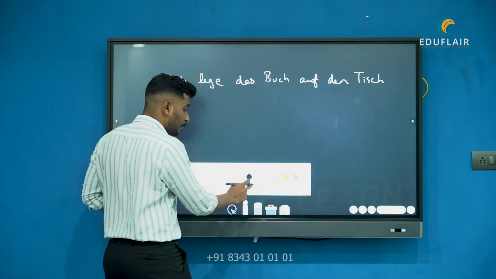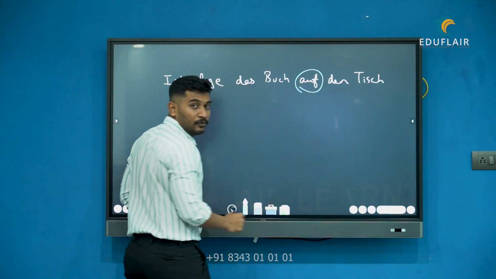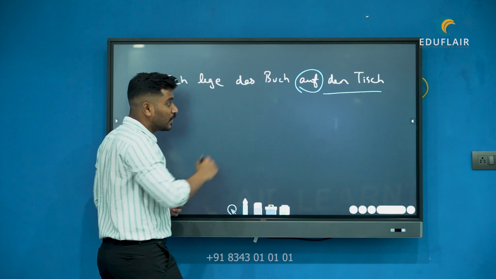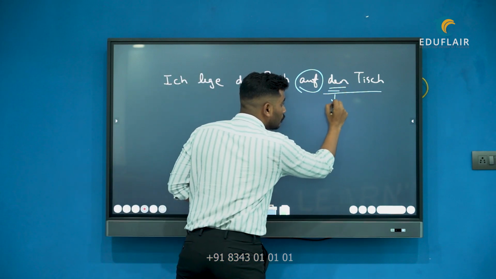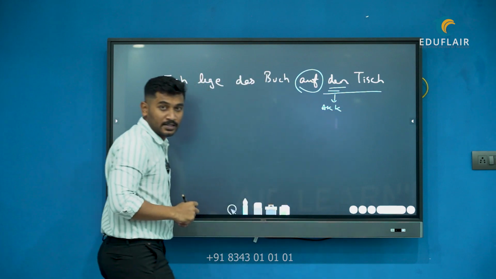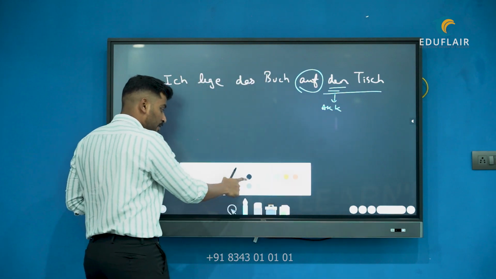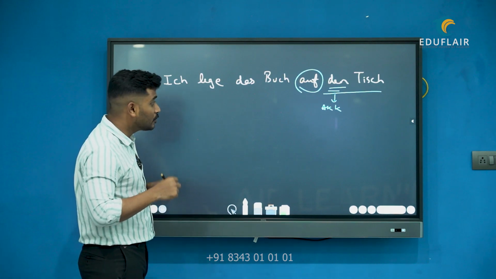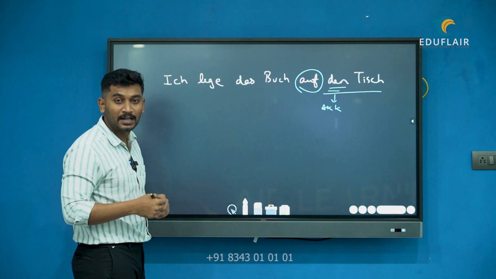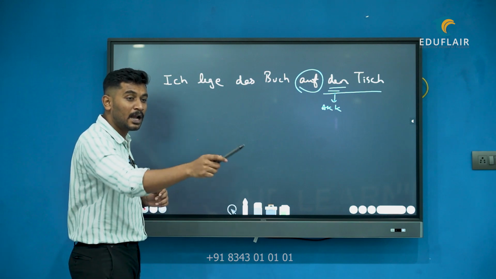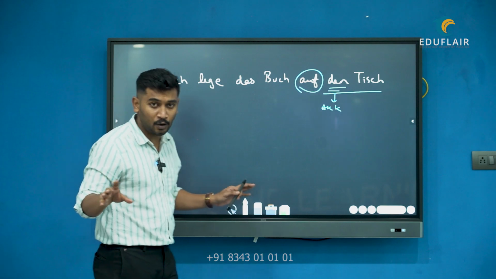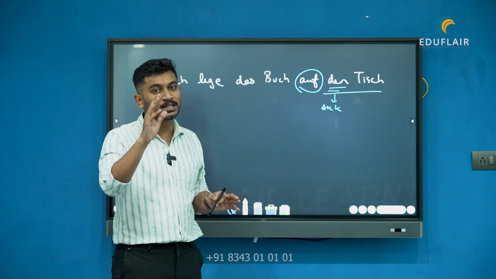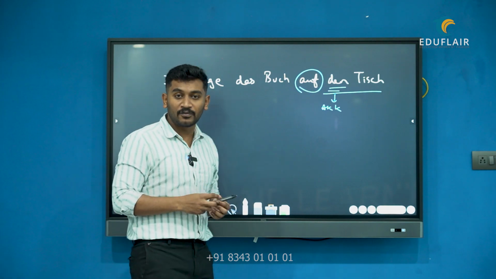Here our Wechsel preposition was auf and the preposition object was the table. Motion was there, that's the reason it went to accusative case. Now let's take one more example, guys. The book lies on the table. I'll use the same preposition, but this time it will take dative. Why? Because I'm saying the book lies on the table. There is no motion at all. Where is the book? Lying on the table. No motion, that means stationary, so it will take dative case.